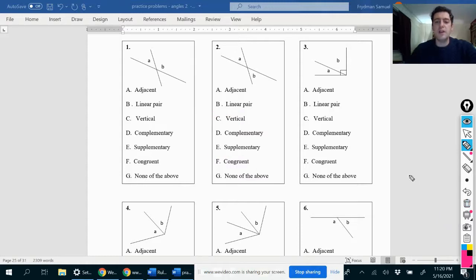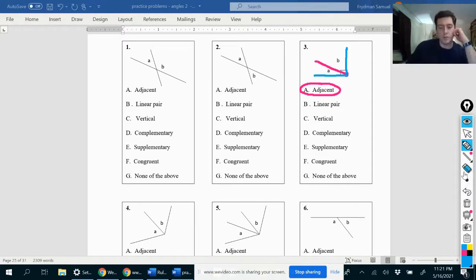All right, let's go ahead and take a look at this problem over here. These angles have a common side. They share a common side. They also share a common vertex, so they are adjacent. Okay, informally, we could say that they're next to each other. Are they a linear pair? No, they do not make a straight line together. This line is clearly not straight, so they're not a linear pair. Remember, all linear pairs are adjacent, but not all adjacent angles are linear pairs.